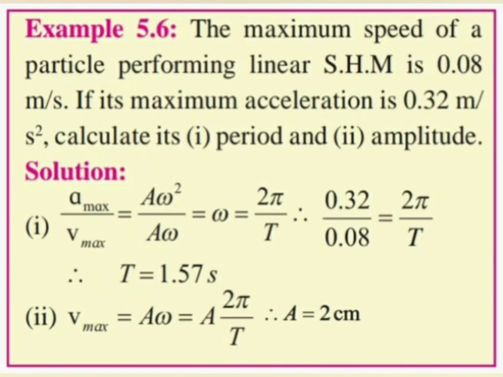So the velocity is A omega, so A as it is, and in the place of omega we put 2 pi by T. So the amplitude is 2 centimeter. So here, students, the time period is 1.57 second and the amplitude is 2 centimeter when the particle is performing simple harmonic motion.